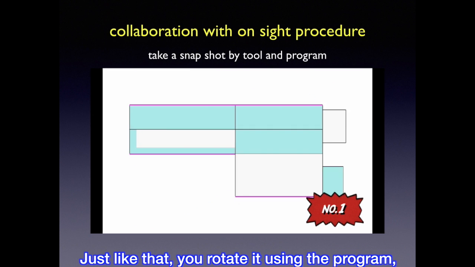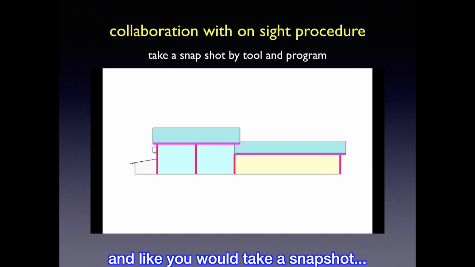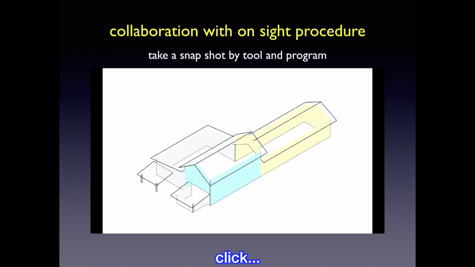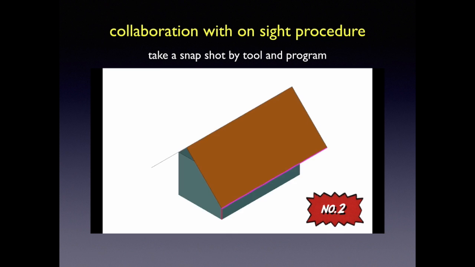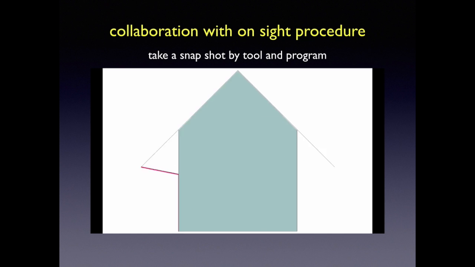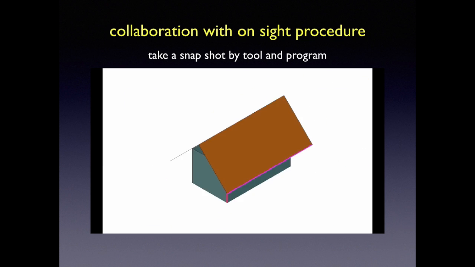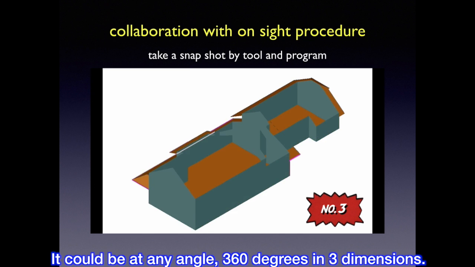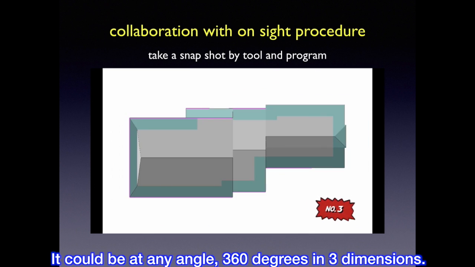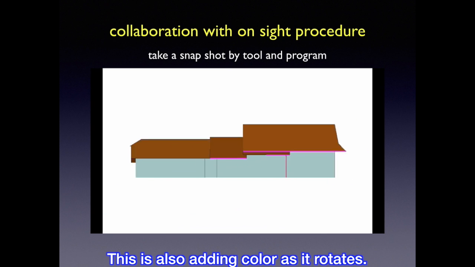Just like that, you rotate it using the program, and you take a snapshot. Click, click. It could be at any angle, 360 degrees in 3 dimensions. This is also adding colors. It rotates.